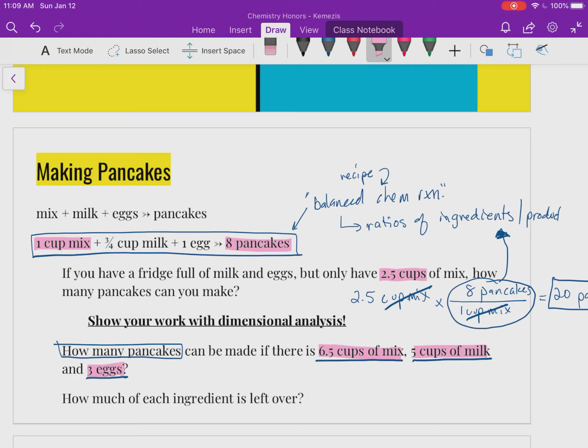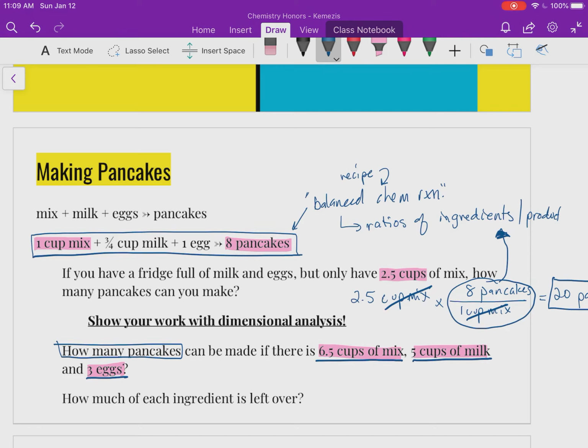Okay. So if we want to figure out how many pancakes we can make, well, we need to figure out how many pancakes we can make with each amount of ingredient, and whichever one gives us the least amount is what we're going to call the limiting reactant.